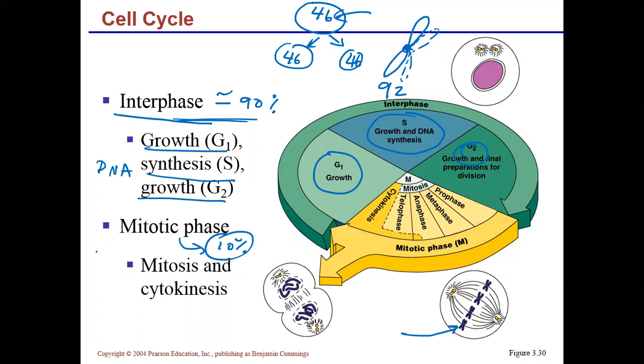Mitosis and cytokinesis are part of the mitotic phase. Cytokinesis is the division of the cytoplasm. So when the cytoplasm is dividing from one another and no longer being shared, that's called cytokinesis. So notice that cytokinesis is about to happen. As soon as it happens, that phenomenon is called cytokinesis.